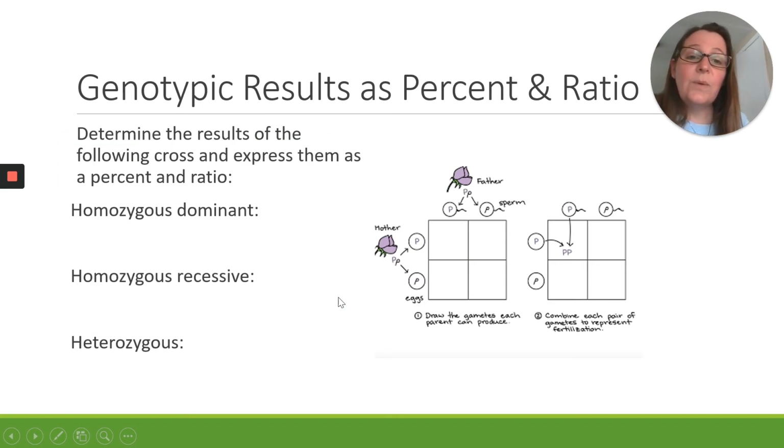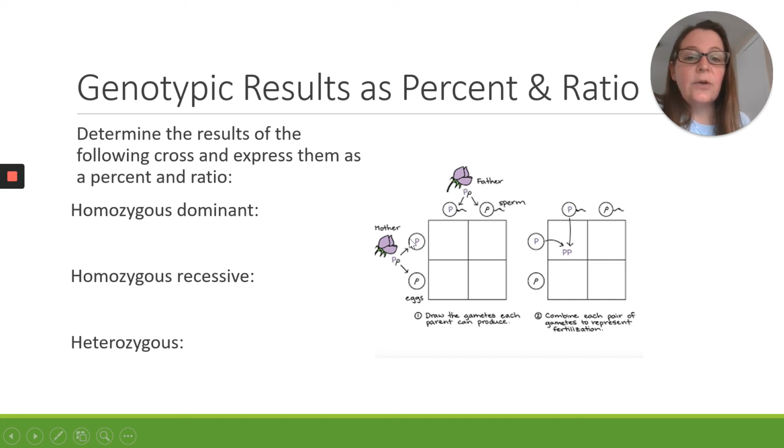So what does it look like when we have other things? So let's take a look at this one. We have genotypic results. We can talk about those results as a percent or a ratio. So here are some flowers. These flowers are purple. And in this case, there is a capital P, which means that purple is dominant. And there's a lowercase p. And in this case, the flowers are white when they're recessive. So dominant trait is purple, recessive trait is white.